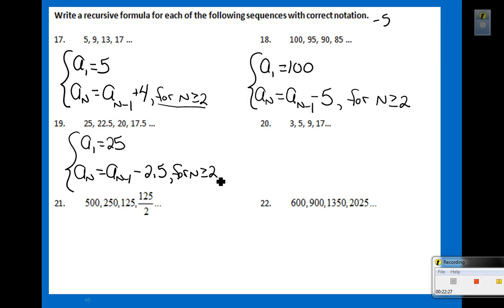Number 20 is a little harder. Usually, somebody in class figures it out. So let's look at number 20. I've got A sub 1 is 3. A sub n is... See if you can figure out this pattern.